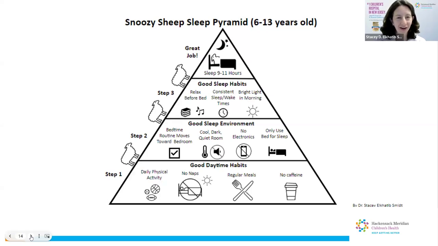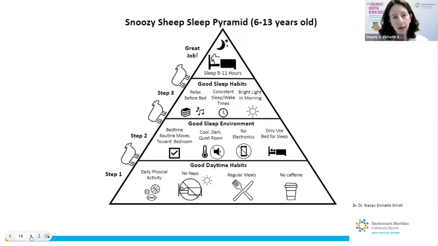So I'm very much a visual learner. So I made up a snoozy sheep sleep pyramid just to help visualize sleep hygiene and what can help with children getting to sleep and having proper sleep at night. This one is just for 6 to 13 years old. As Dr. Tan mentioned, different ages have different sleep requirements, but this just gives a general overview.